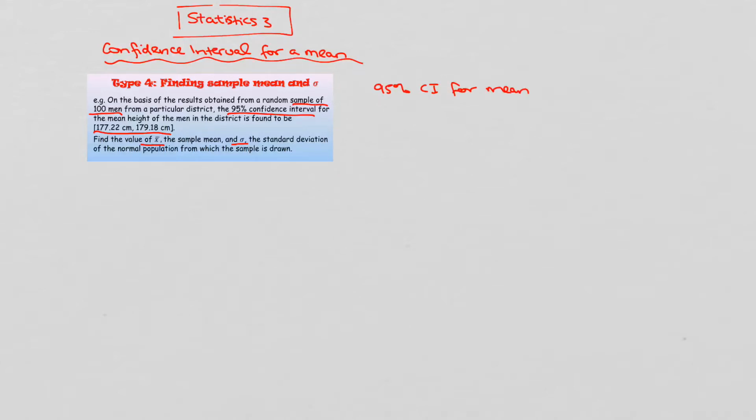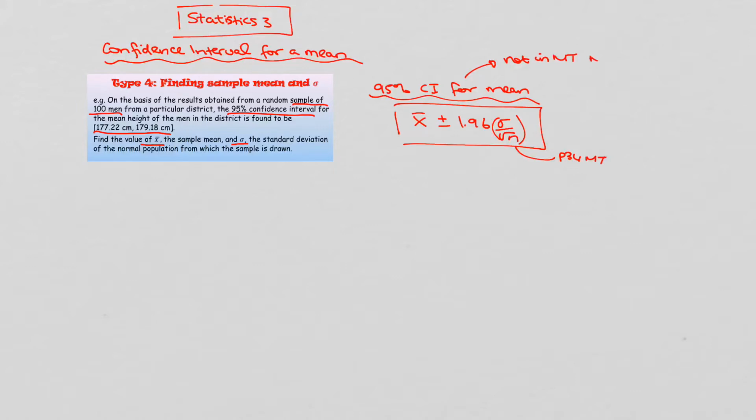what's our formula? Well, it's the sample mean plus or minus 1.96 times our standard error of the mean. Our standard error of the mean, sigma over root n, can be found on page 34 of your maths tables. However, the rest of the formula, the 95% confidence interval for the mean, is not in the maths tables. So again, you need to know that off by heart, and especially the 1.96, the critical value, I should say.